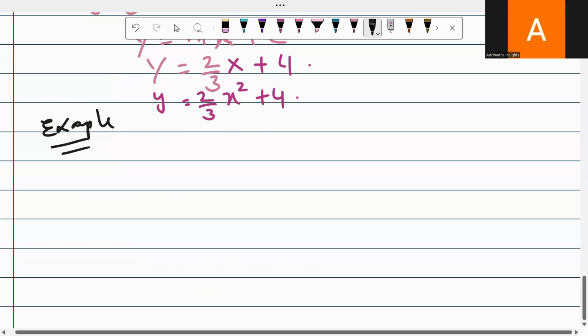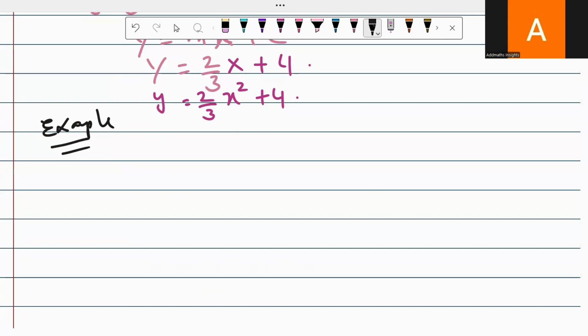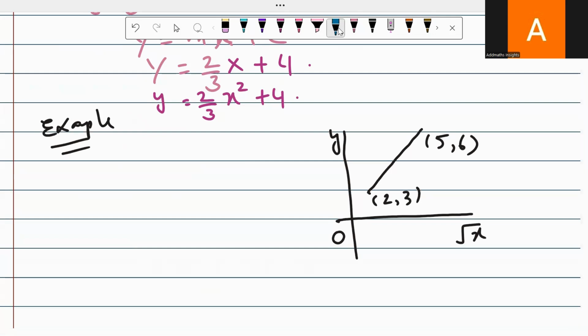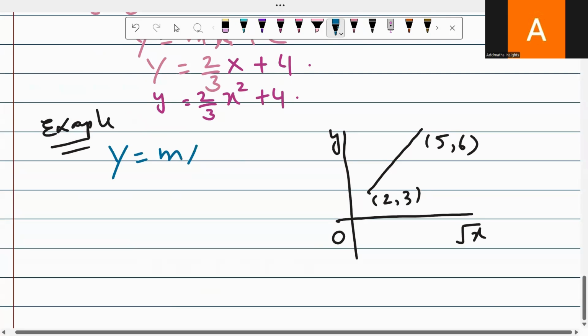Example, the graph is of the type with 2, 3 and 5, 6 being two points on this line, and this graph is between under root x and y. It's a linear graph, so the equation will be y equals mx plus c. So how can we find the value of the gradient? Gradient is y2 minus y1 over x2 minus x1. So it will be 3 by 3, which is 1.